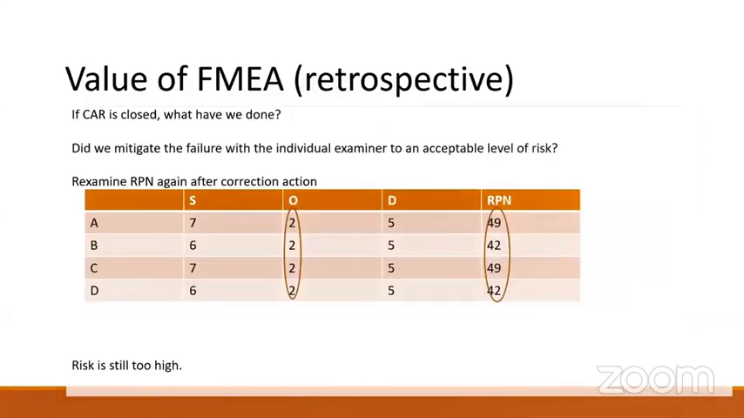Okay, so let's take a look at what we did with the car. Let's re-examine the RPN after the corrective action that was taken. And you can see that the only thing that really changed was the occurrence. The team felt that since there were no more errors found and he was retrained, the occurrence was lower, but not low enough to give it a 1 since he had a history of this error occurring. And you can see that the RPN is still too high to accept.